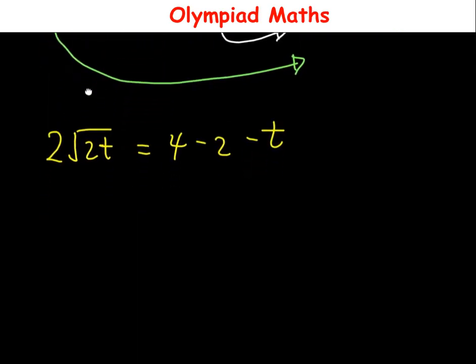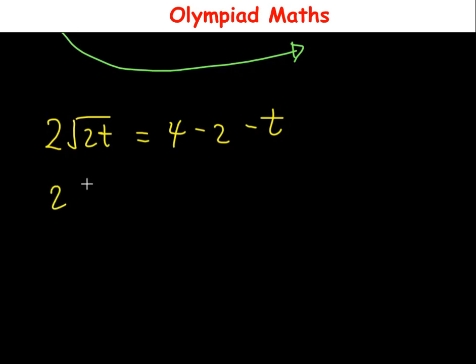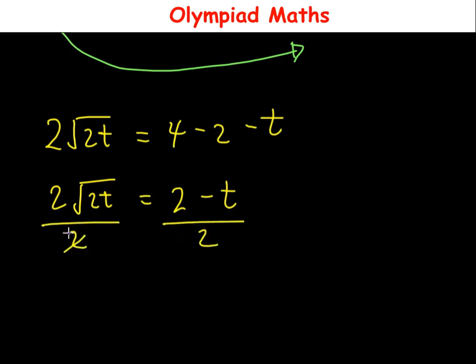And with this, we have 2 root 2t is equal to 4 minus 2 is 2, then minus t. At this junction, divide both sides by 2. 2 divided by 2, we have root 2t is equal to 2 minus t over 2.